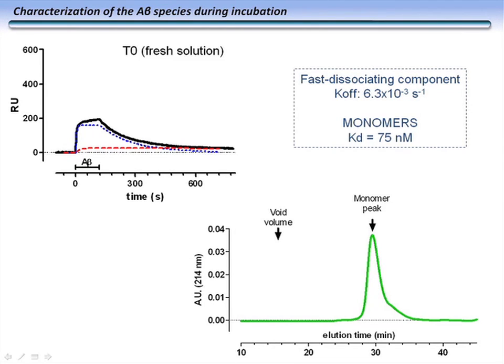This is the SEC profile obtained at T0, when we only found the fast off-rate species. In this condition, the SEC profile indicates the presence of a monomer peak only. So this data suggested that the fast dissociating component is actually due to the monomers. And we knew the concentration of monomers there, so we can estimate the affinity of monomers for the antibody.